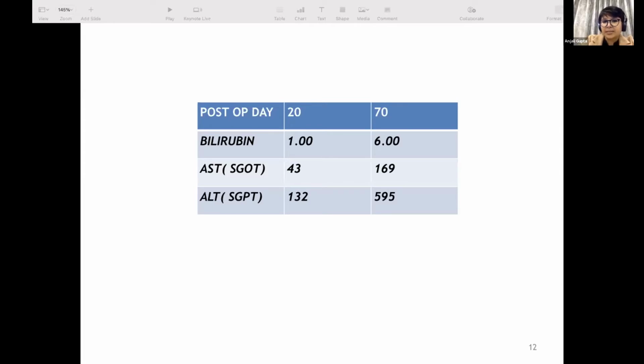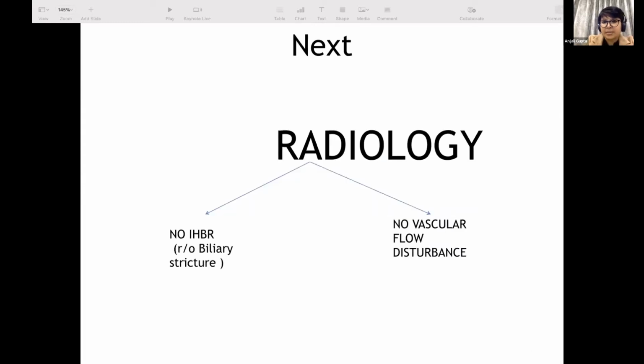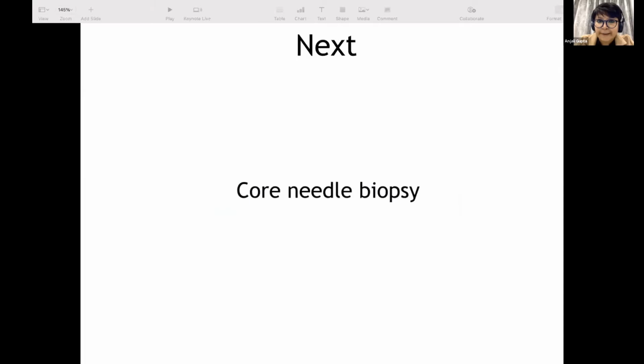So we can see here that the bilirubin has come down, and again it has gone up to 6, and similarly. And radiology, next the radiology of course was done, and there were no increased IHBRs, so it rules out biliary stricture. No vascular flow disturbances, so it rules out any vascular flow disturbances. Next, a core needle biopsy was done.